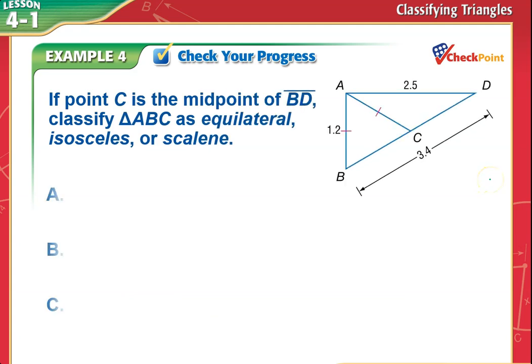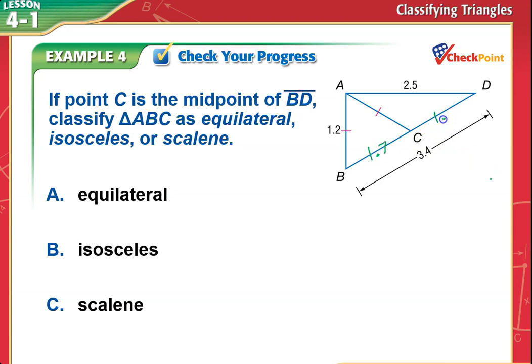Okay, check your progress. If point C is the midpoint of BD, then we know this is going to be 1.7, and this is going to be 1.7. Let's go ahead and pause your video. Is this equilateral, isosceles, or scalene?